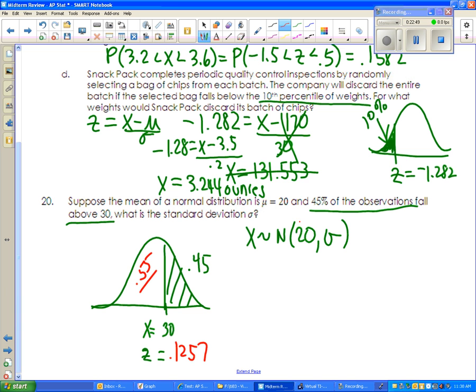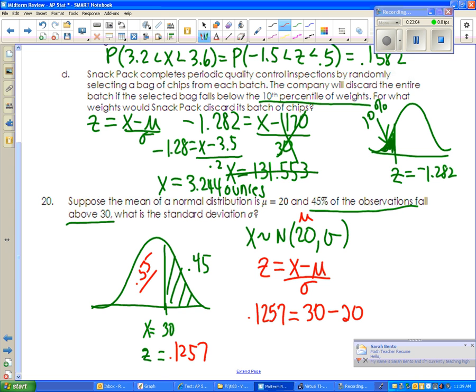And so I know my mean. I now have a value for x and for z. So again, we're just plugging this into our formula. So my z is 0.1257. X is 30. My mean is 20. And my standard deviation is unknown.